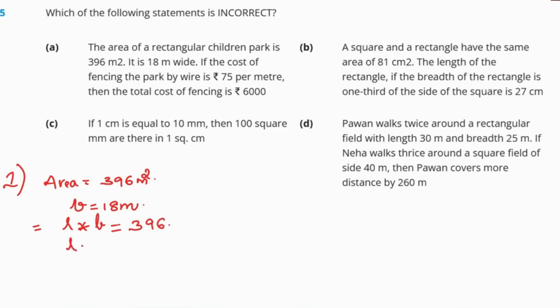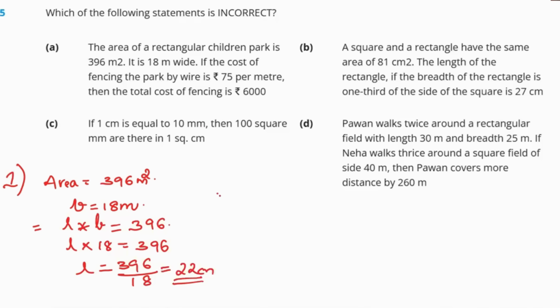Here breadth is given. So L into 18 is equal to 396, or length will be 396 divided by 18, which is equal to 22. So the length will be 22 meter. And for the cost of fencing the park by wire, we have to find the perimeter, that is the boundary. It has to be fenced by wire, at 75 rupees per meter.